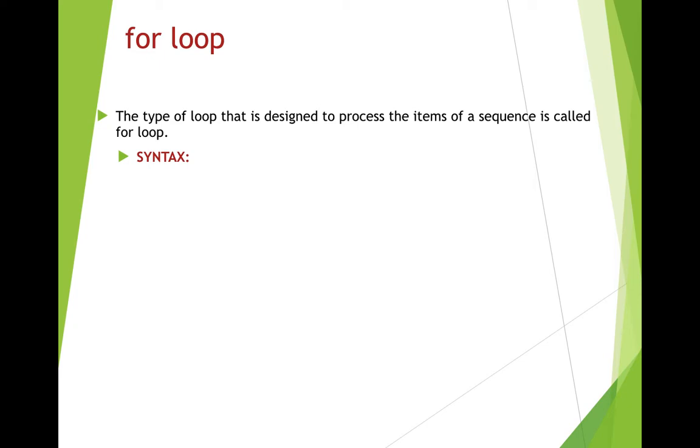Let's go through the syntax. The syntax is as follows. We have to write for, then give a variable in sequence, and since it is a block, we have to terminate the first line with a colon. After that, within the same indentation level, we will write the statements which are a part of that particular for loop. It will be more clear when we go to the related examples after a few minutes.